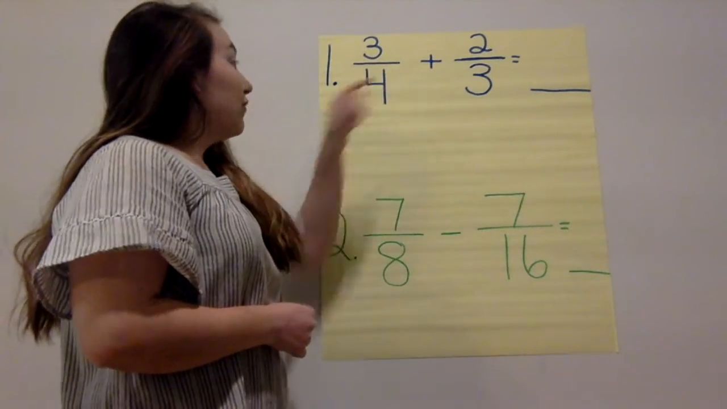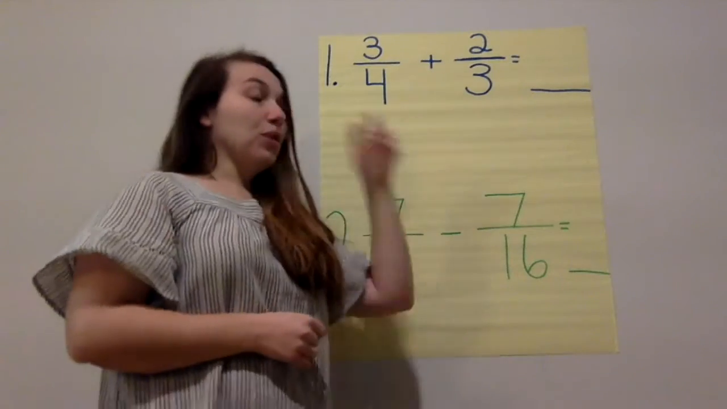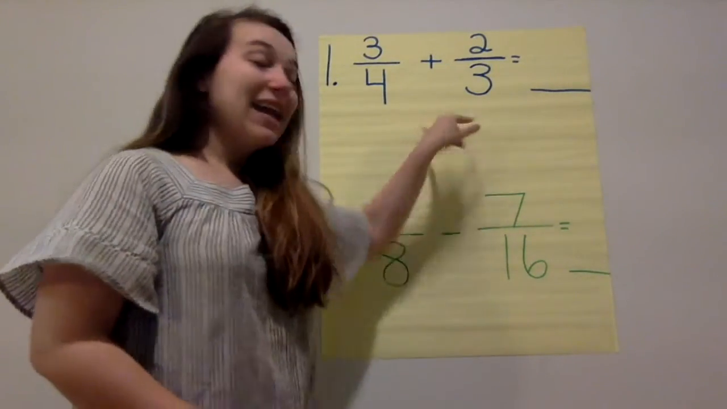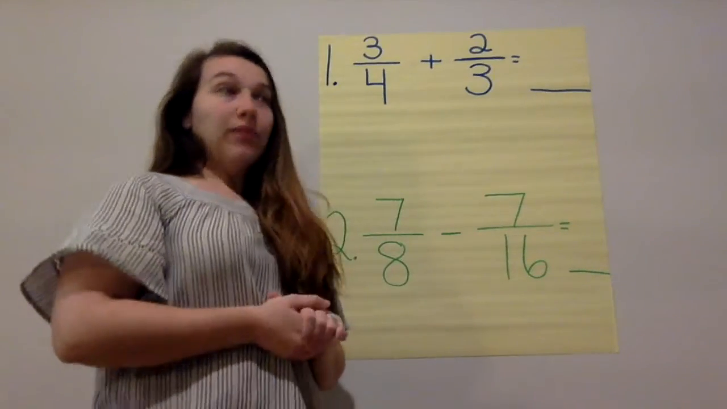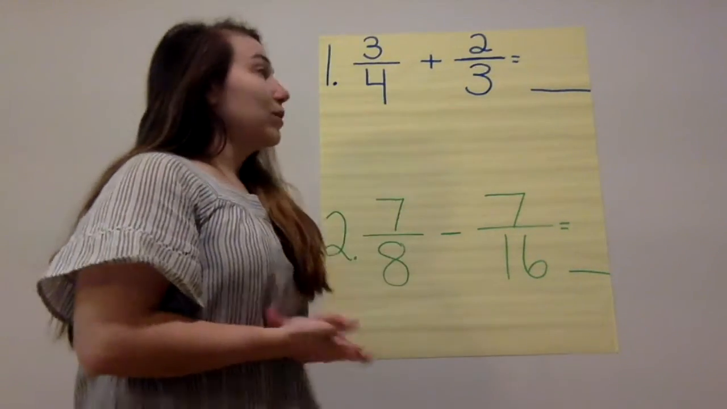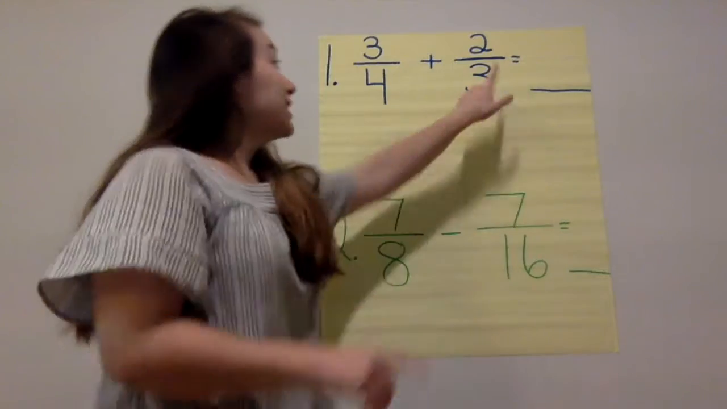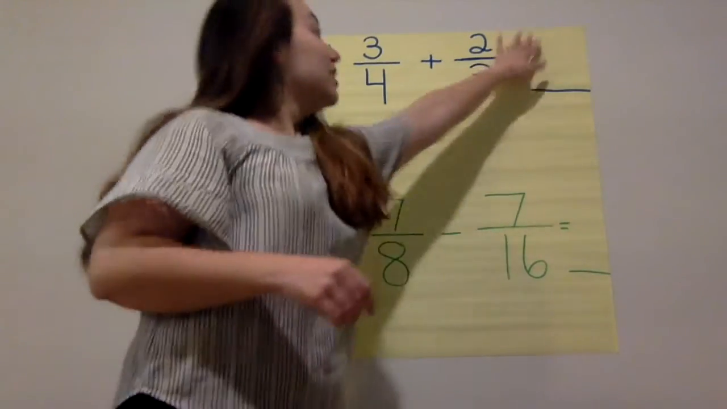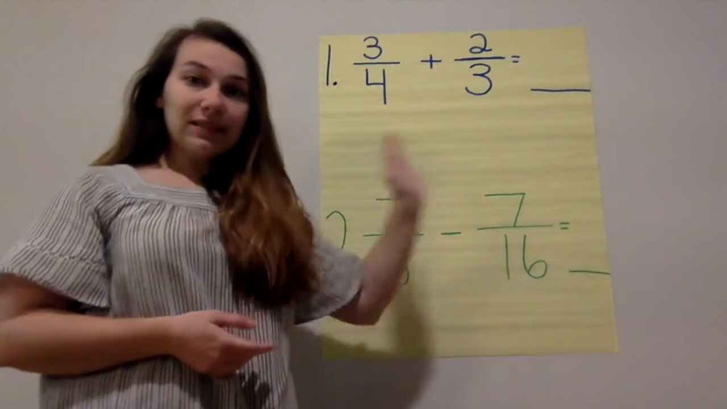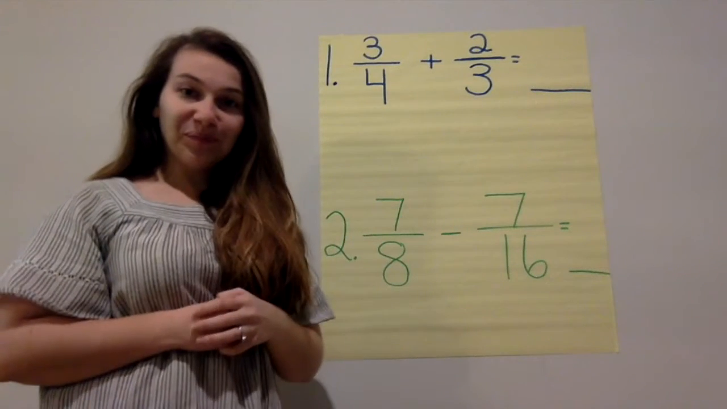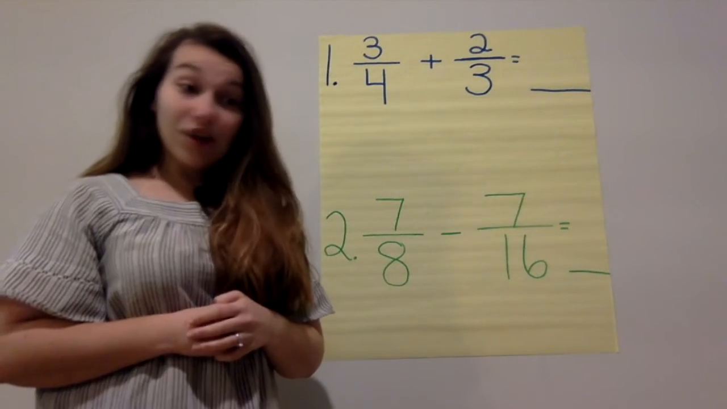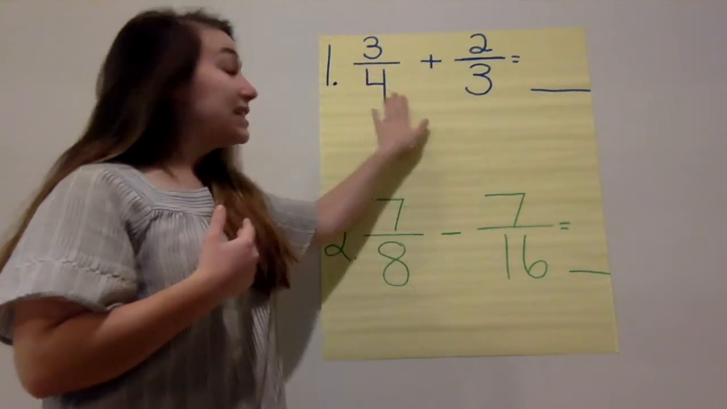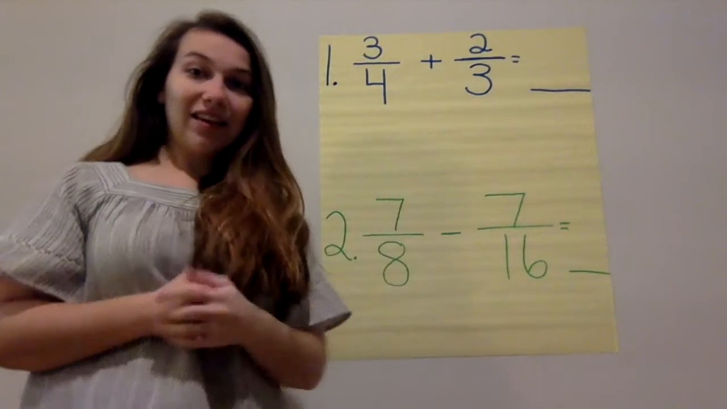We have 3/4 plus 2/3. So can we go ahead and add these just like they are? Can I go 4 plus 3? 4, 5, 6, 7. Okay, and 3 plus 2 gives us 3, 4, 5. So can I go ahead and do 5 sevenths? Is that going to be our answer? No, it's not. Because we cannot physically add these together.